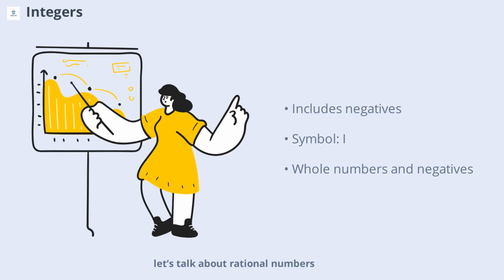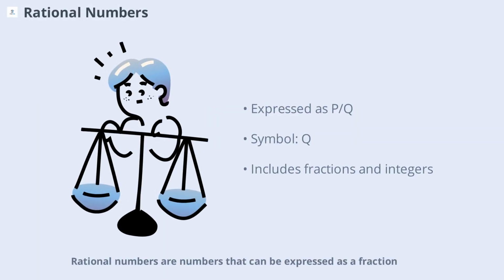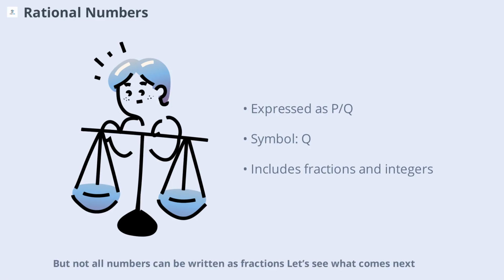Next, let's talk about rational numbers. Rational numbers are numbers that can be expressed as a fraction, written as p over q, where both p and q are integers and q is not 0. The symbol for rational numbers is Q. Examples include 3/4, -2/5, and even whole numbers like 2, since 2 can be written as 2/1. Rational numbers are everywhere in mathematics, from dividing a pizza into slices to calculating averages. They help us understand parts of a whole and perform precise calculations, but not all numbers can be written as fractions. Let's see what comes next.